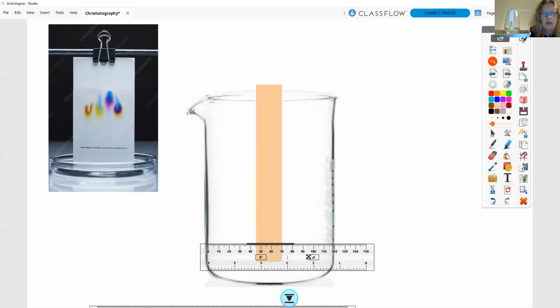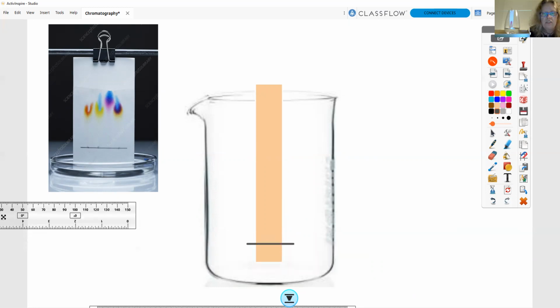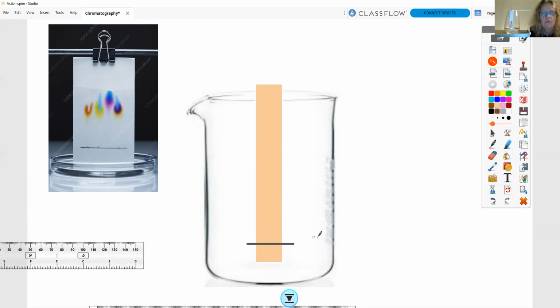That's a bit nicer. You rule a line across your page. You get a sample of your colour, and you put a blob of your colour on the page. Oh, you've got your water level. The water needs to be touching the paper, but it needs to be below your start line.